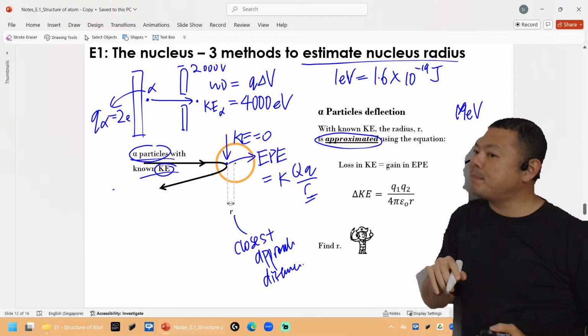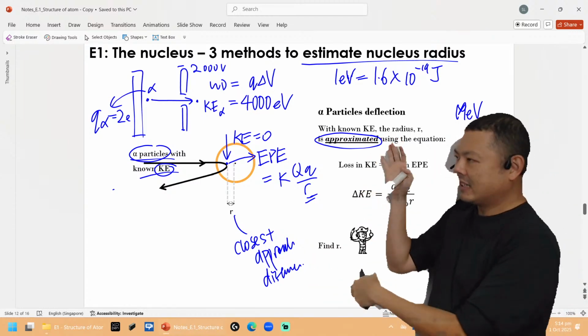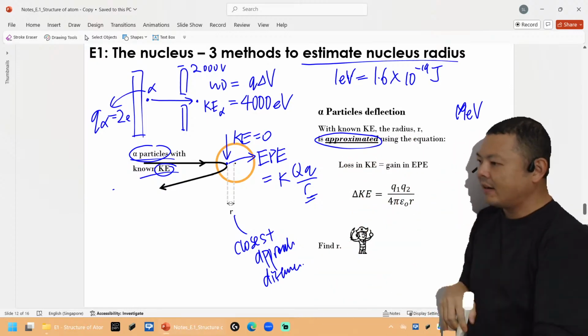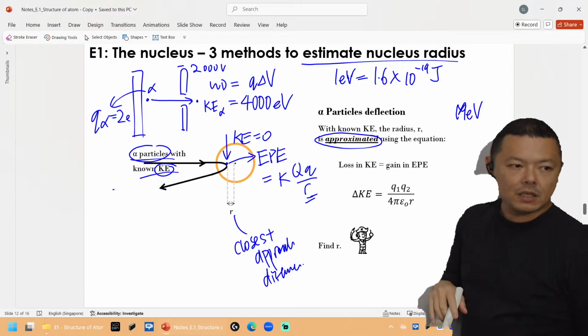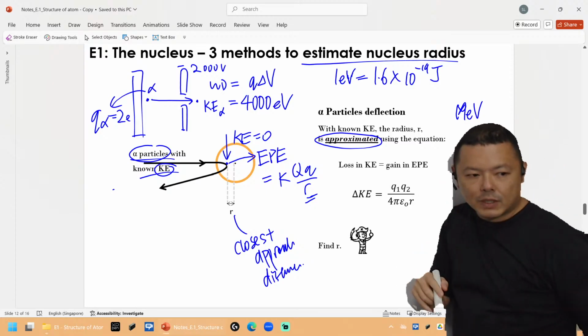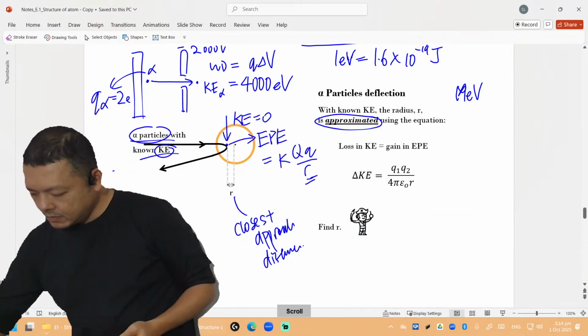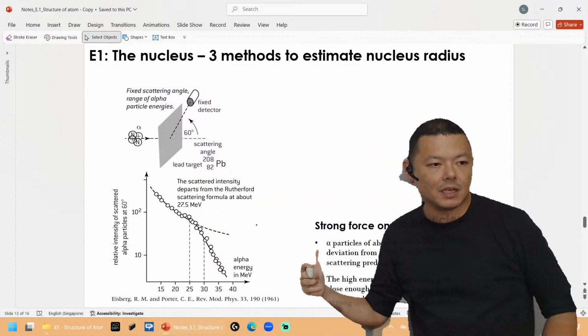So what's an even better method? This is the roughest, the start. They imagined, okay, this is what we can do, and then it led on to a more refined method. So what's the next method? Next page, what's the next one?